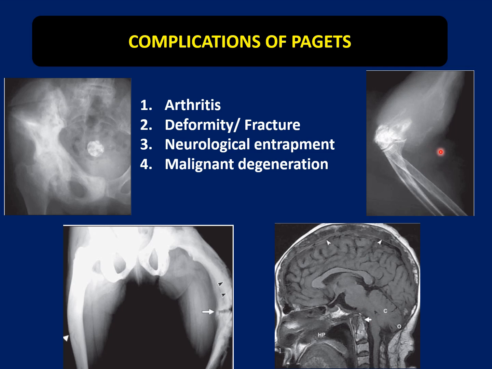The fourth and most important thing is the malignant degeneration. Here we are able to see there is a pagetoid bone, but from here to here it is not a clear-cut fracture as we see here. There is a huge soft tissue mass lesion and there is an area of lysis. Whenever we see an area of lysis in Paget's disease, then we should suspect malignant degeneration.